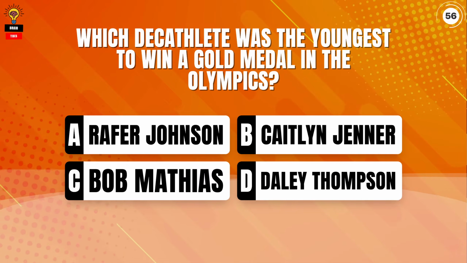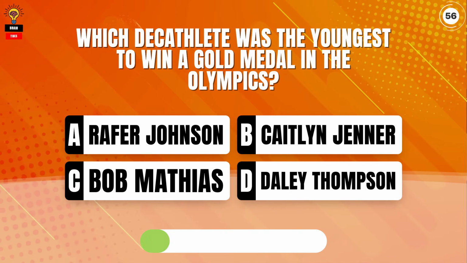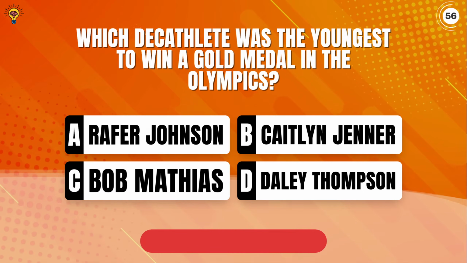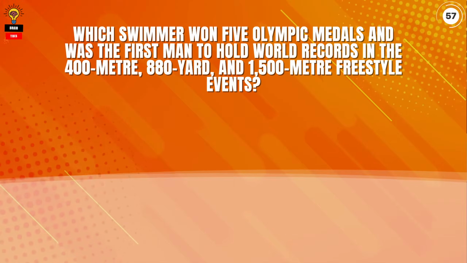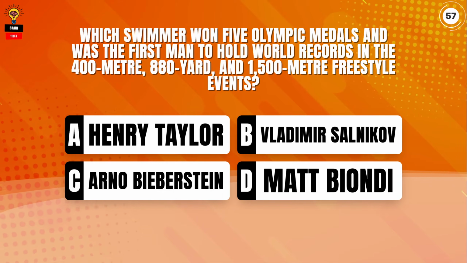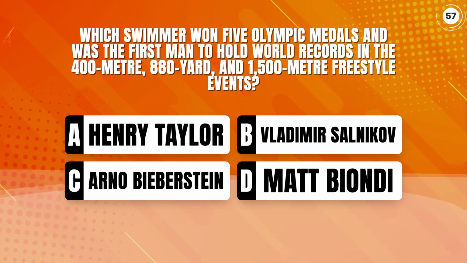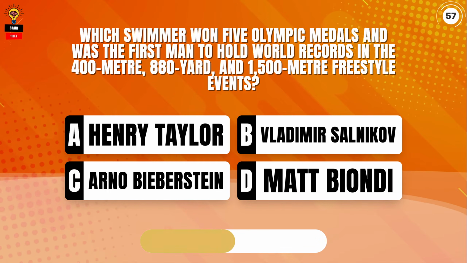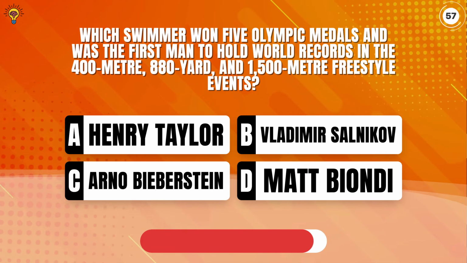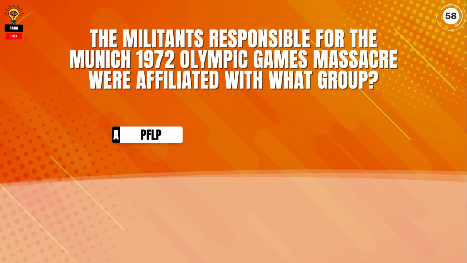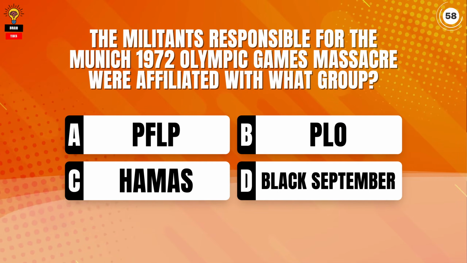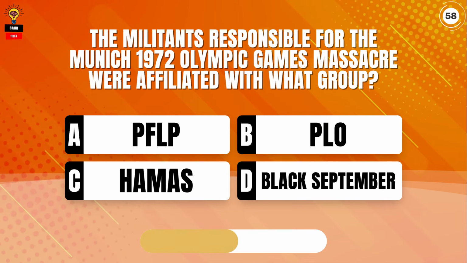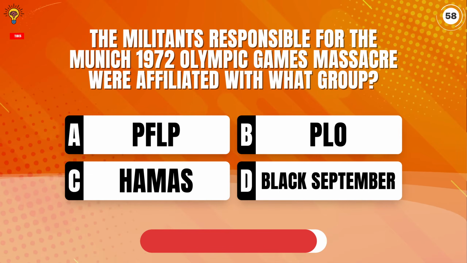Which decathlete was the youngest to win a gold medal in the Olympics? Bob Mathias. Which swimmer won 5 Olympic medals and was the first man to hold world records in the 400-meter, 880-yard, and 1500-meter freestyle events? Henry Taylor. The militants responsible for the Munich 1972 Olympic Games massacre were affiliated with what group? Black September.